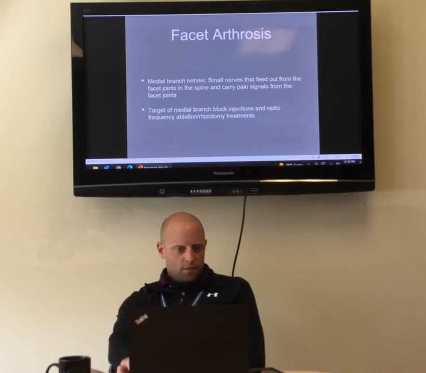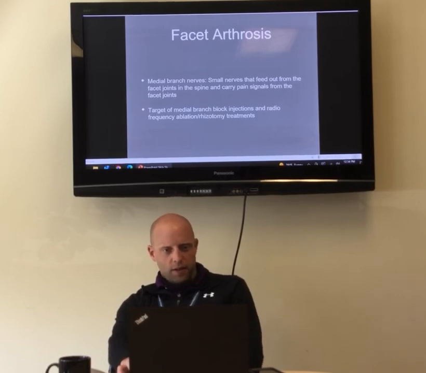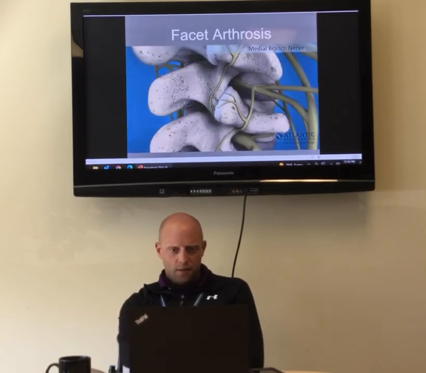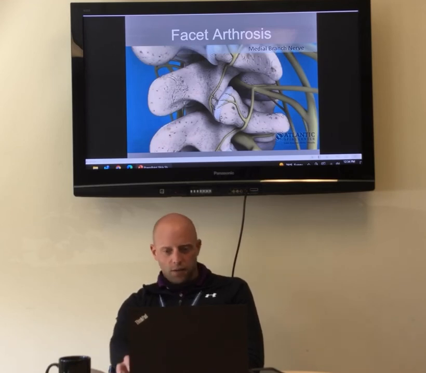This is what I was talking about here, the medial branch nerves. And here's a picture of the medial branch nerve. You can see where you go in; this is the medial branch here that's supplying these facet joints. And if you go in and either block that with an anesthetic, or burn it with heat, you get rid of that nerve. Unfortunately, they do grow back.